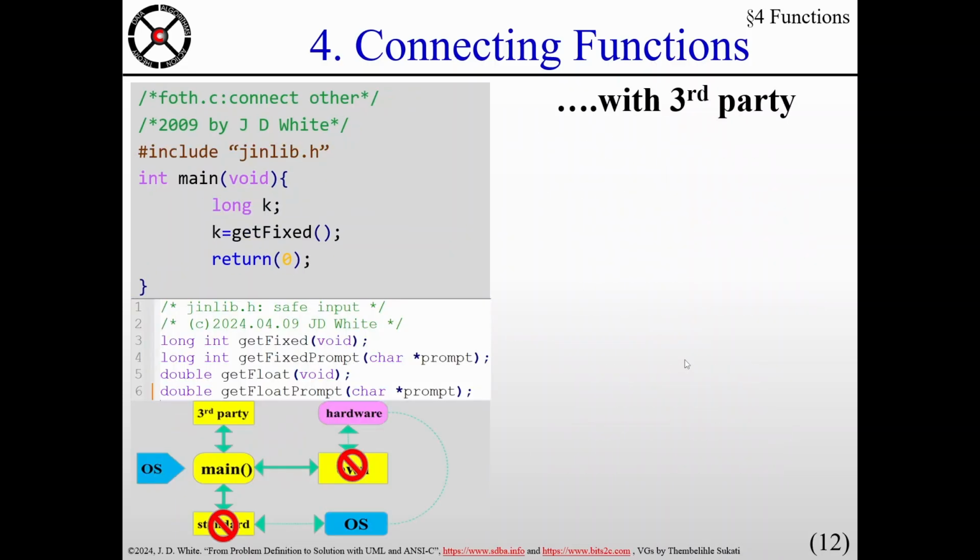Now, if we connect to third-party functions, I have some third-party functions here. JInLive.h is a third-party library that I wrote that we're going to use a little bit in this course, and it contains 4 functions: getFixed, getFixedPrompt, getFloat, getFloatPrompt.